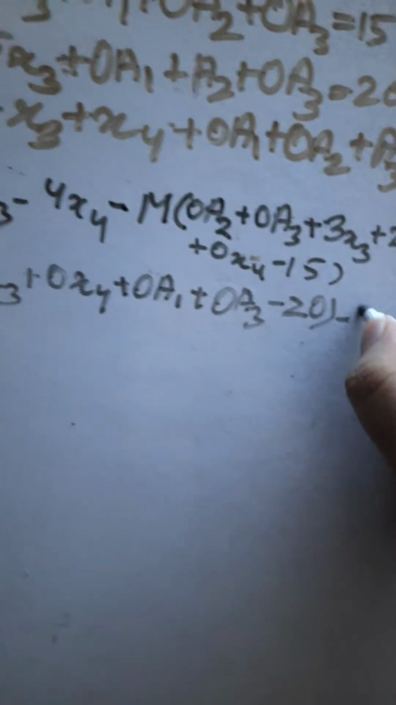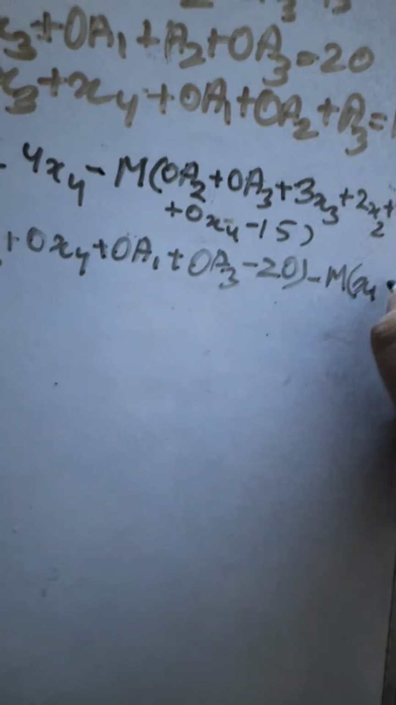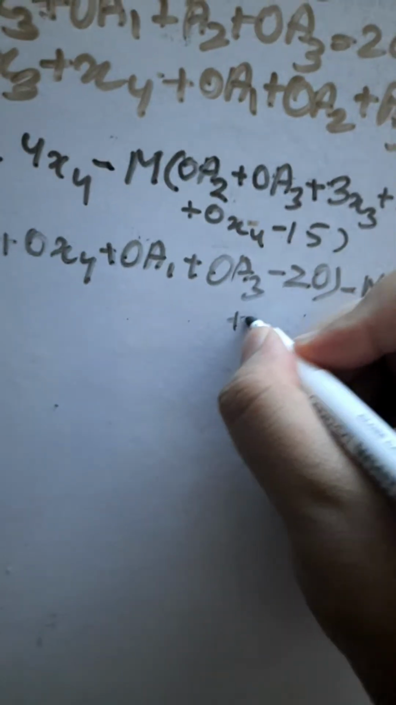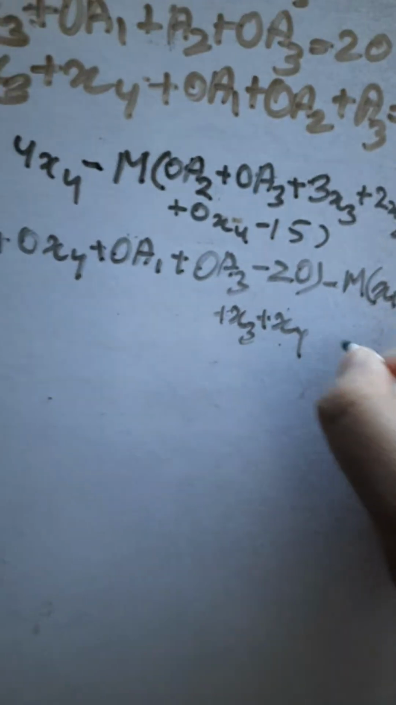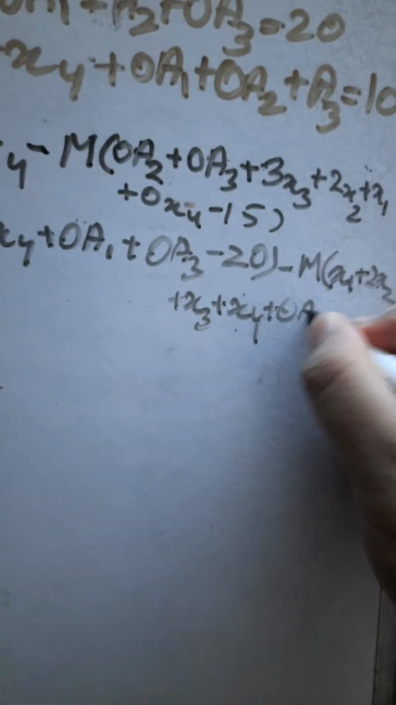then minus m, for a3 we have x1 plus 2x2 plus x3 plus x4 plus 0a1 plus 0a. Wait a second.